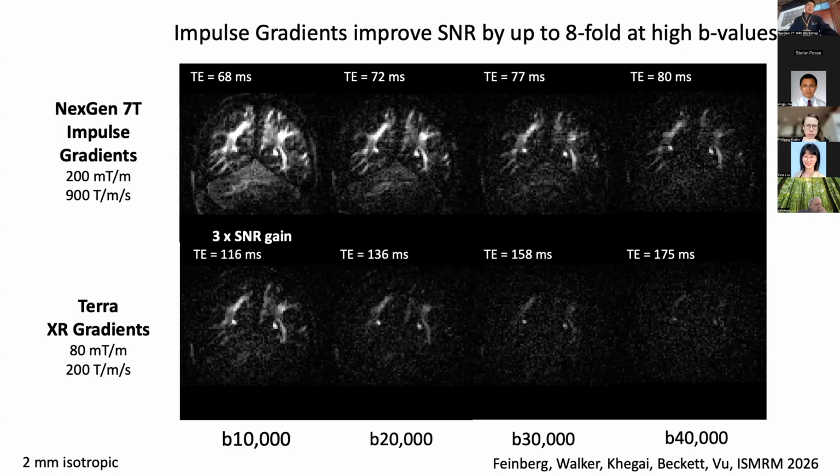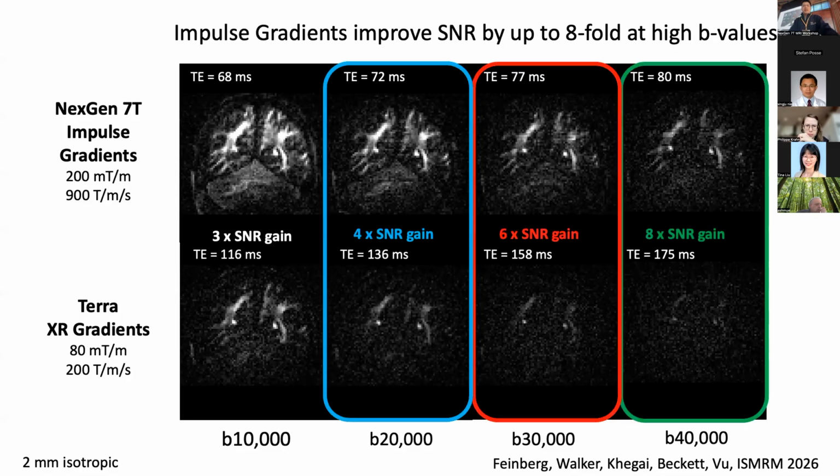So here with the 10,000, you get threefold higher SNR, 4, 6, 8 for these really unheard of B values that you almost never use. So this is really exciting. It'll open up new scientific hypotheses for people to use these ultra high B values and see what we can get.